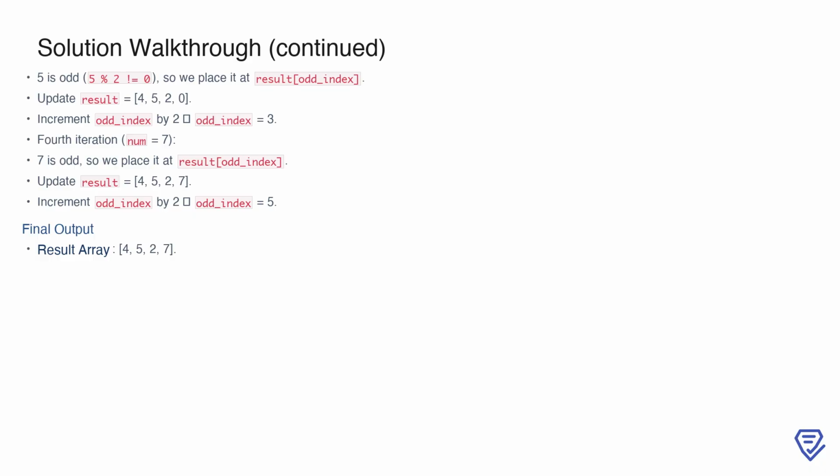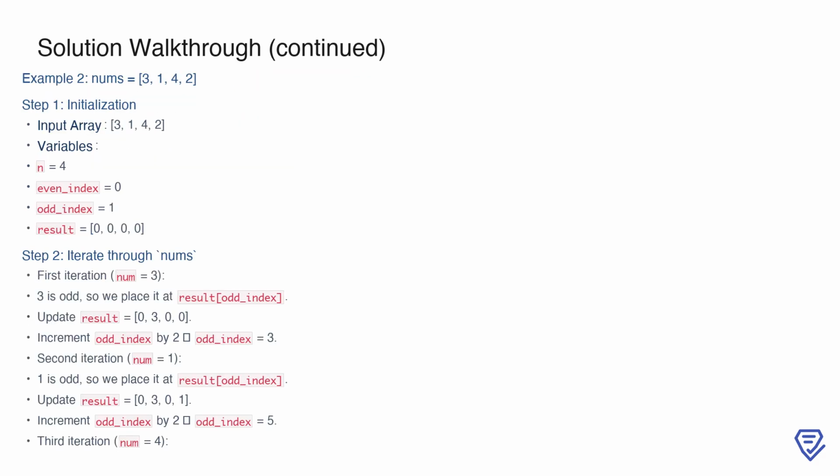At this point, we've traversed all the numbers in the input array, and the final result array is 4, 5, 2, 7. This array alternates even and odd numbers at even and odd indices, respectively, which satisfies the problem requirements. Let's look at another example where nums is 3, 1, 4, 2. Like before, we initialize the key variables. The length of the array, n, is 4.